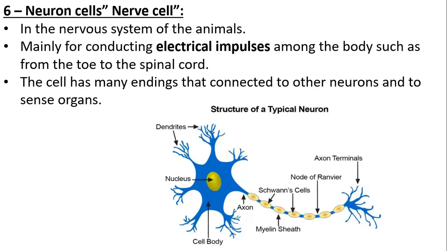So those cells must have many endings because they connect many parts together. They connect with other neurons, and also they connect with sense organs, like your eye, for example. Your eye is a sense organ. It sees what's happening and notices any change in the outer environment and delivers the message or the electrical impulses to your brain to translate what it's.